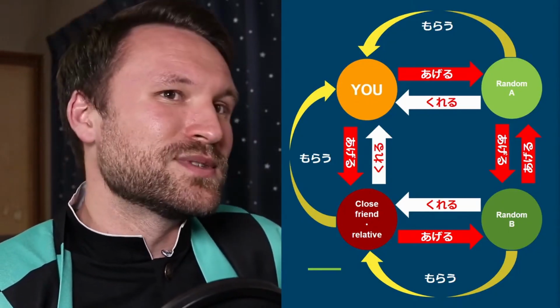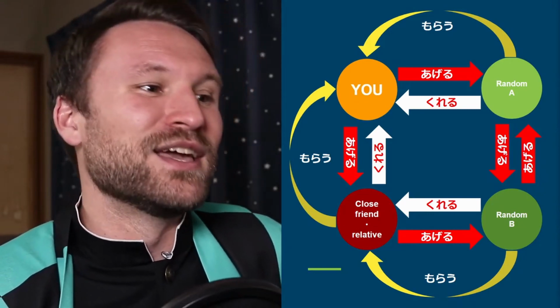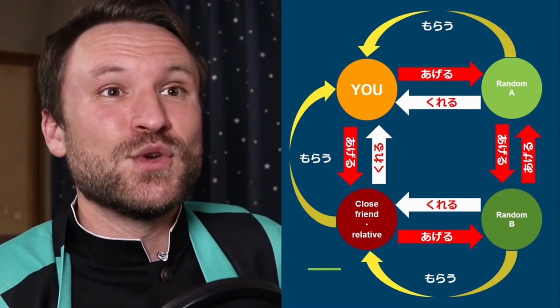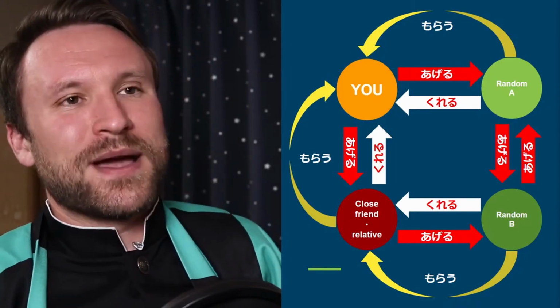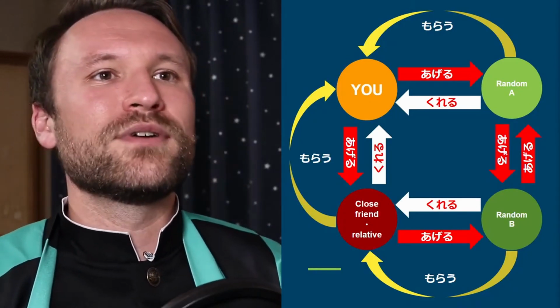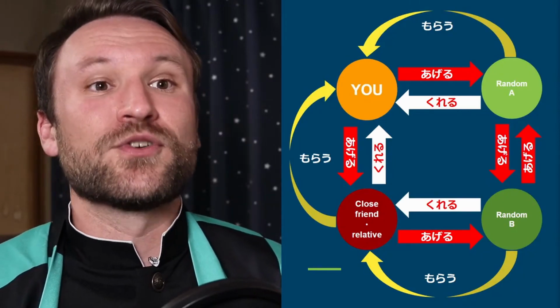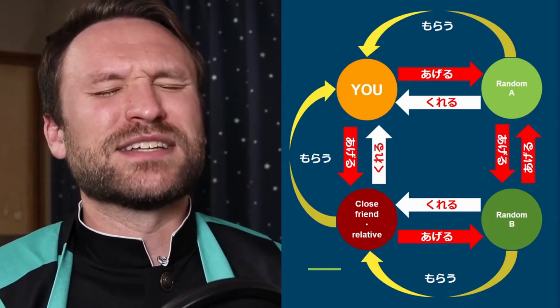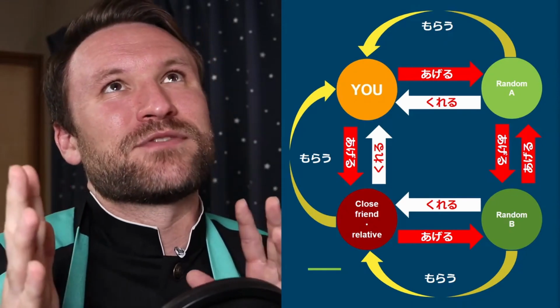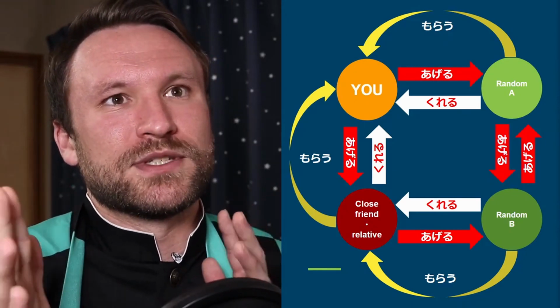So you can't say in Japanese that you received something from me. You can only say that you gave something to someone. Think of it as perspective. Morau is from the perspective of yourself receiving something. The only reason you can use morau with a close friend or a relative is because you can be said to be able to see something from the perspective of someone who's really close to you.